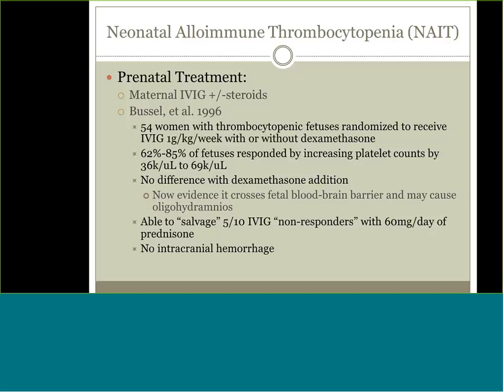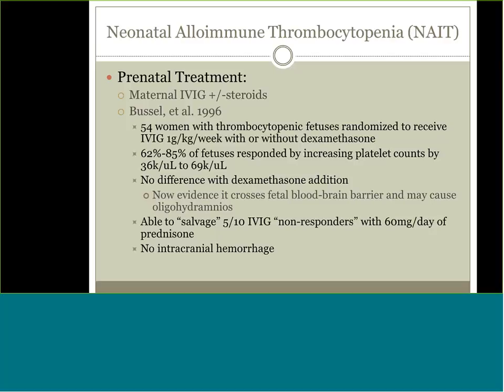And so in 1996, 54 women with thrombocytopenic fetuses were randomized to receive IVIG with or without dexamethasone. And these were thrombocytopenic fetuses. They'd done PUBS. They'd established their thrombocytopenic nature. And in these, the vast majority responded by increasing platelet counts by 30 to 69,000 per microliter. There was no difference with the addition of dexamethasone.